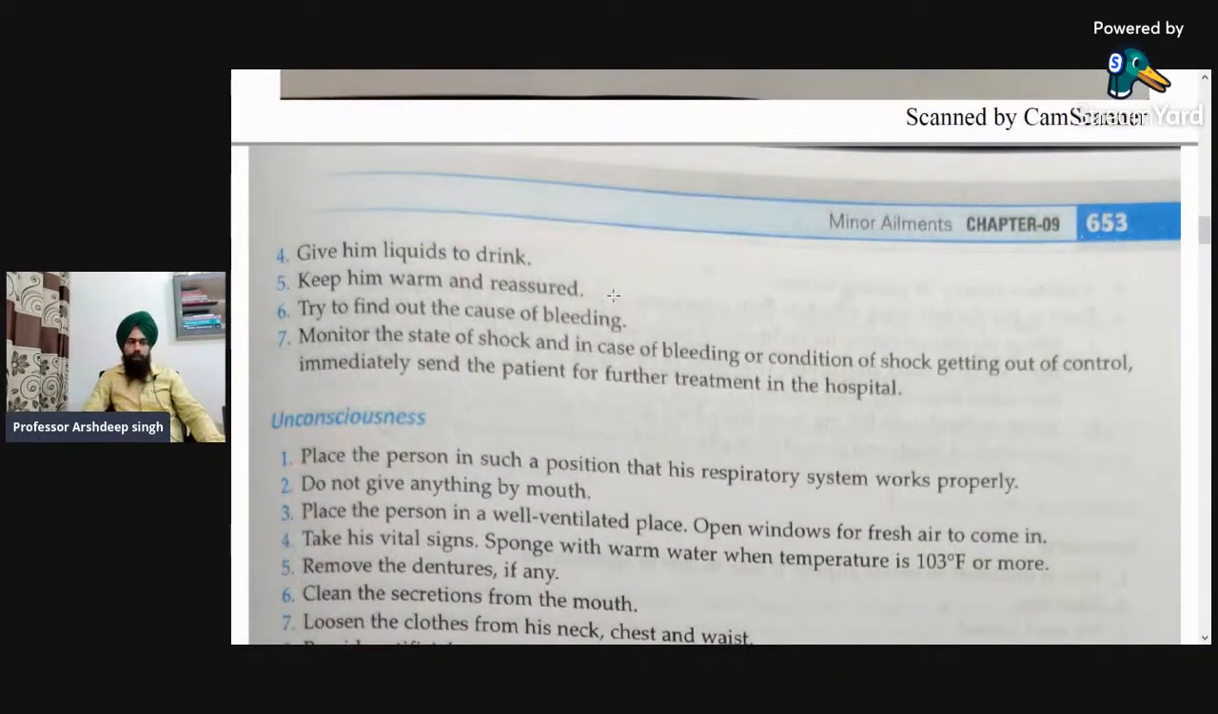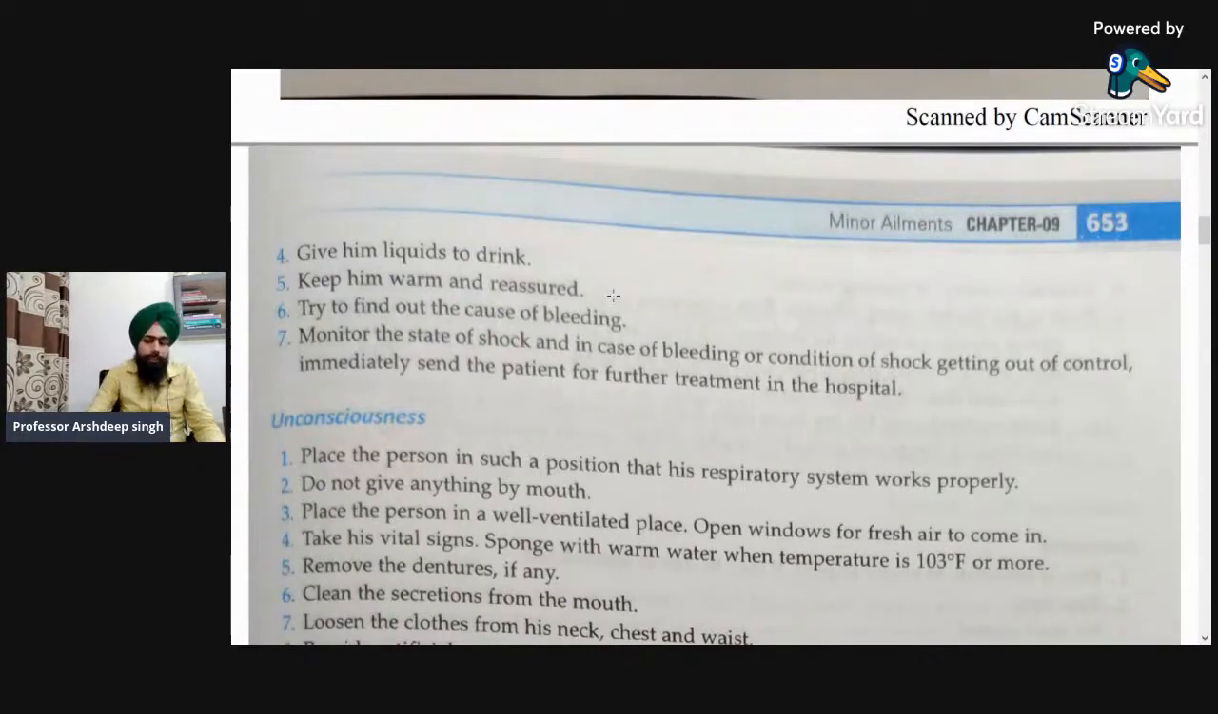And next one is monitor the state of shock, and in case the bleeding or the condition of shock is getting out of control, immediately send the patient for further treatment. If the bleeding or the hemorrhage is in a severe condition, then don't wait for any of the first aid procedures. Immediately refer the patient or send the patient to the hospital.